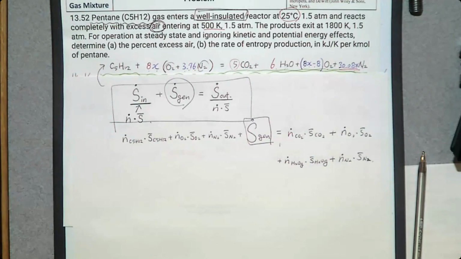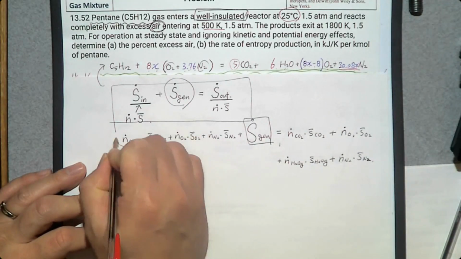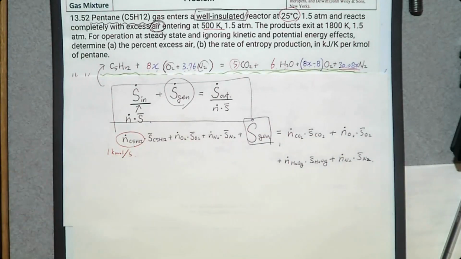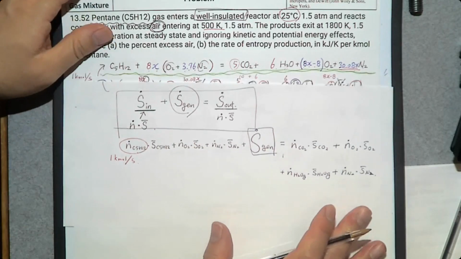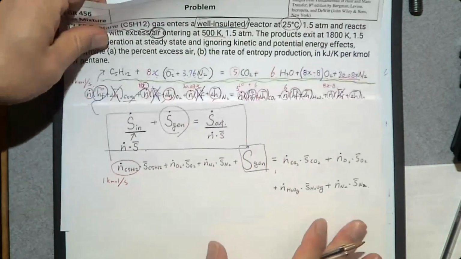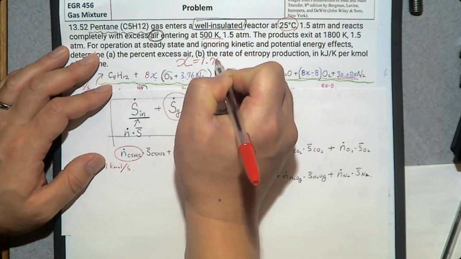Then what is this N dot? We assume that this N dot is going to be 1 kilomole per second. Then what is N dot for oxygen? 8 times X. Oh, by the way, we found X. Where is it? 1.754. I'm going to write it here. X is 1.754.